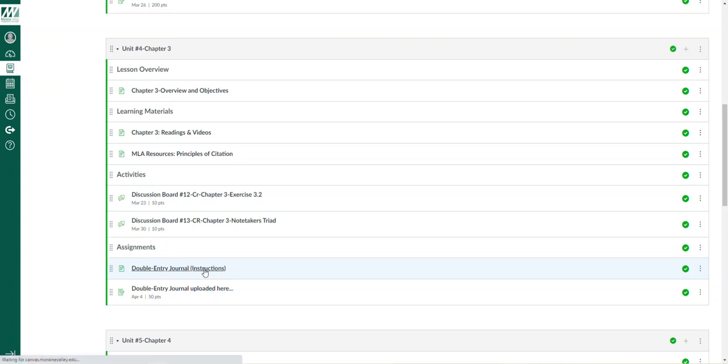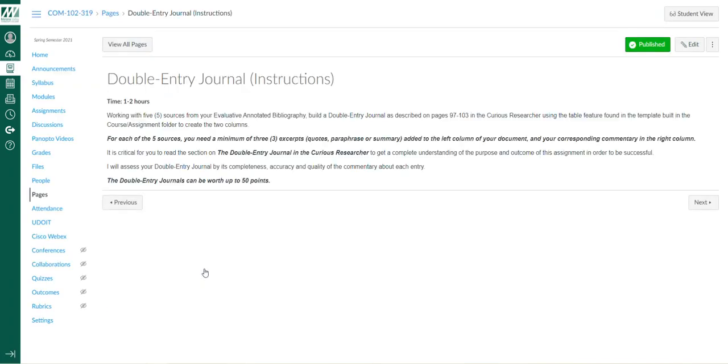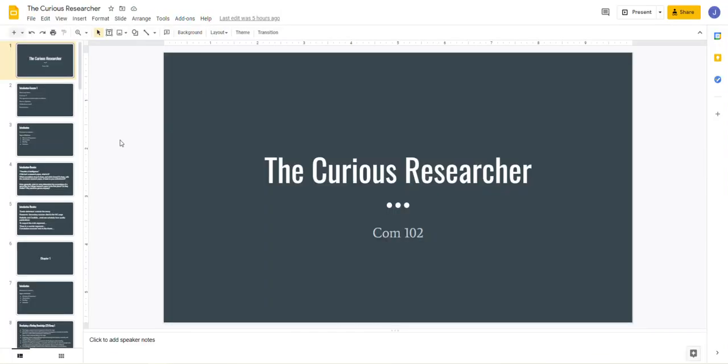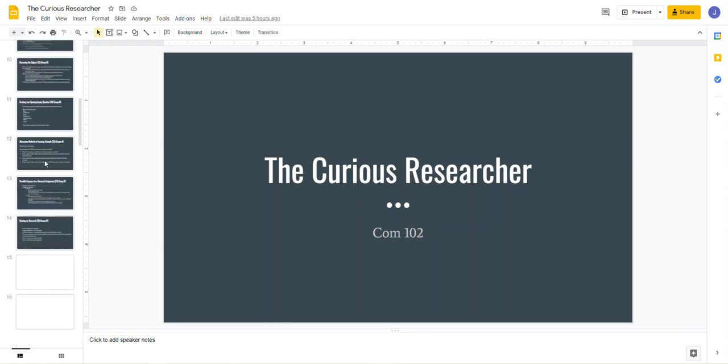Just to give you a heads up, the assessment for this particular module is the double entry journal. So that can be found on pages 97 to 103 in The Curious Researcher. As part of this activity, I urge you all to read that section. Just like the note takers triad, I believe that it is just beneficial for you to get some background information before you write the activity. And I'll cover that a little bit more in this week's screencast video.